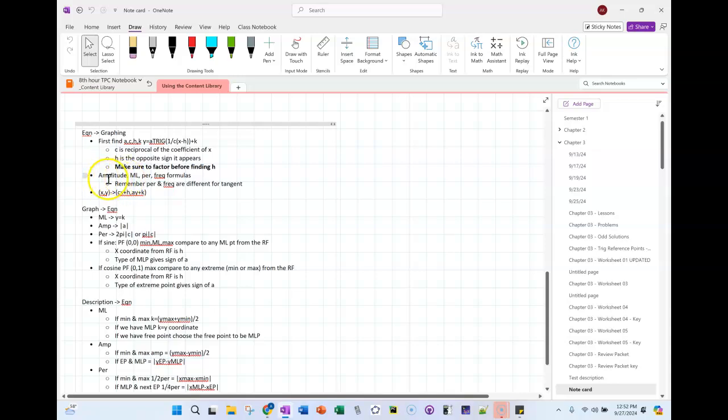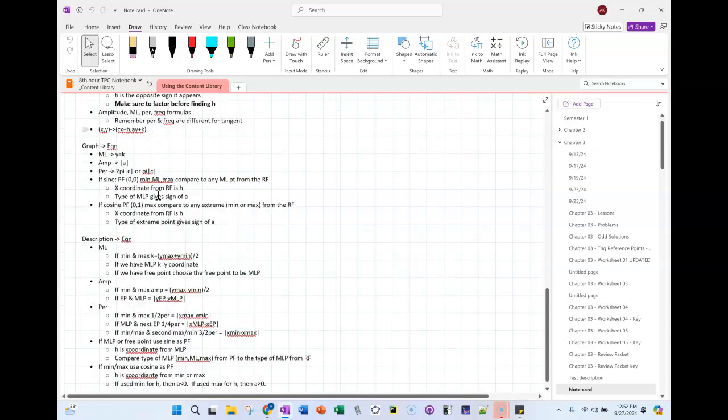What I did then is I want to calculate my amplitude, midline, period, and frequency using the formulas. I noted that the period and frequency are different for tangent, so I want to make sure I grab the right formulas. And then I use my little map to generate my new points and plot them. Everybody's okay? If I want to go from graph to equation, I find the midline. That'll give me the K.